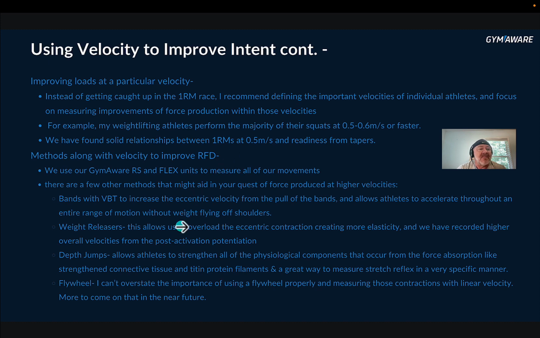So, methods along with velocity to improve rate of force development. We use GymAware RS and flex units to measure all of our movements. There are a few other movements that might aid in the quest of force production at high velocities. Here they are.